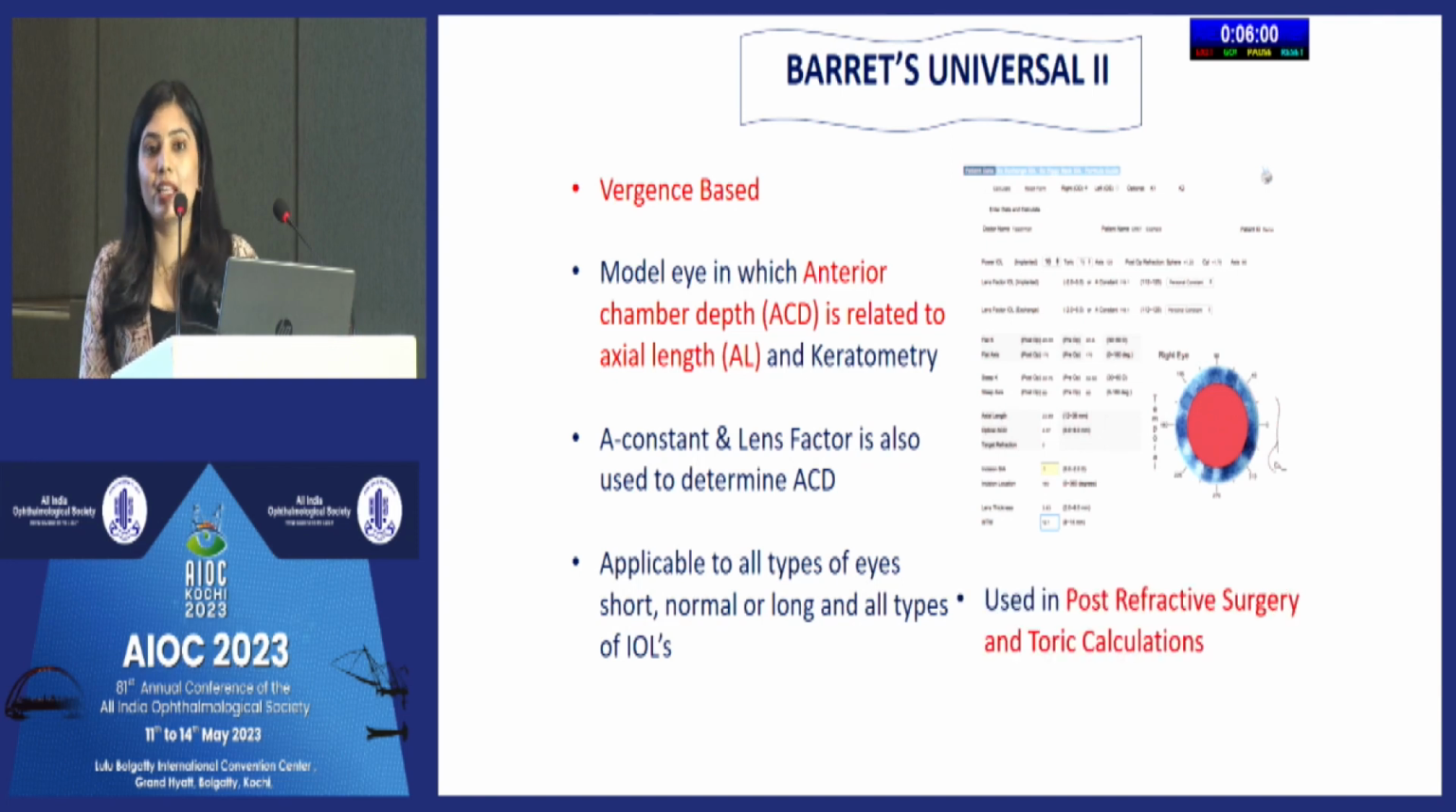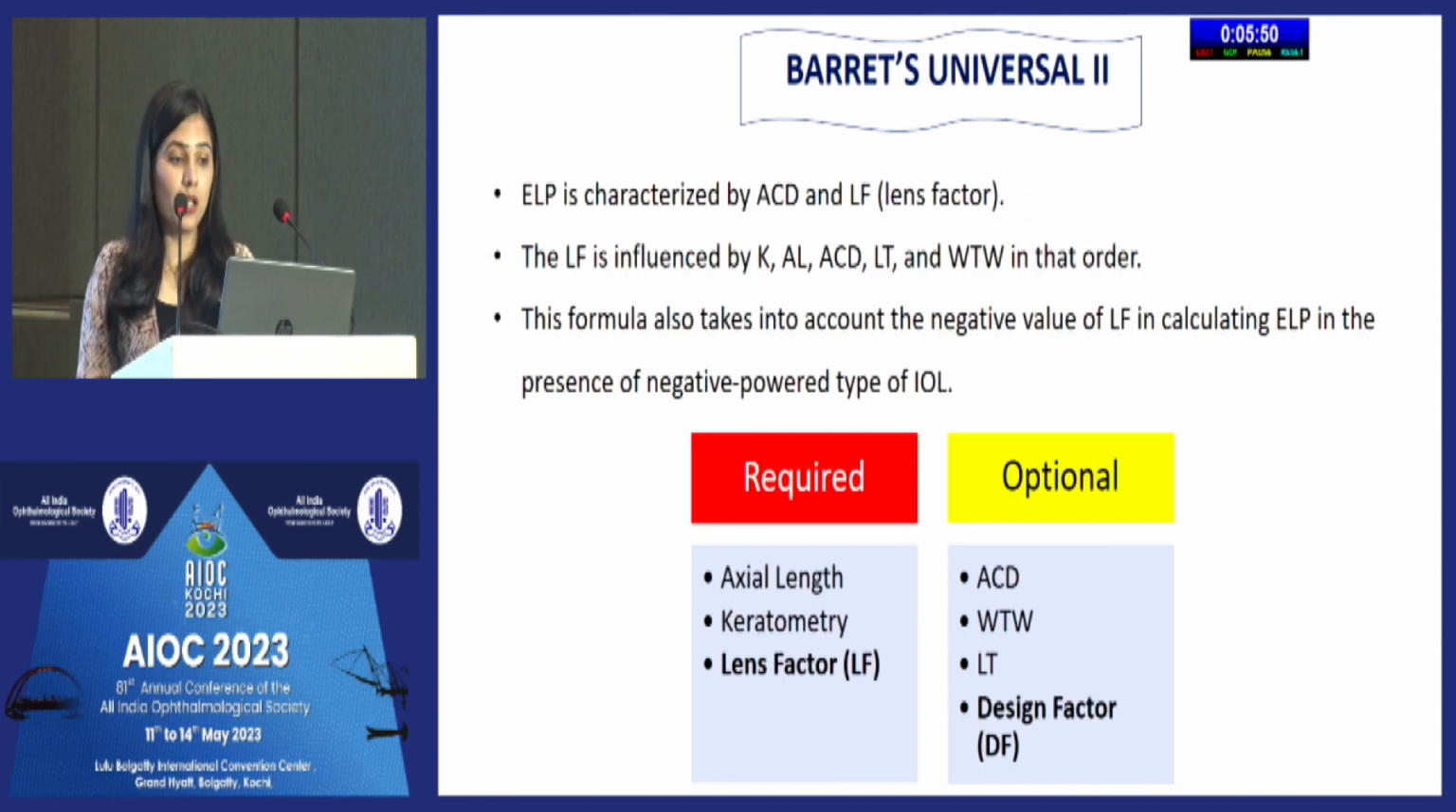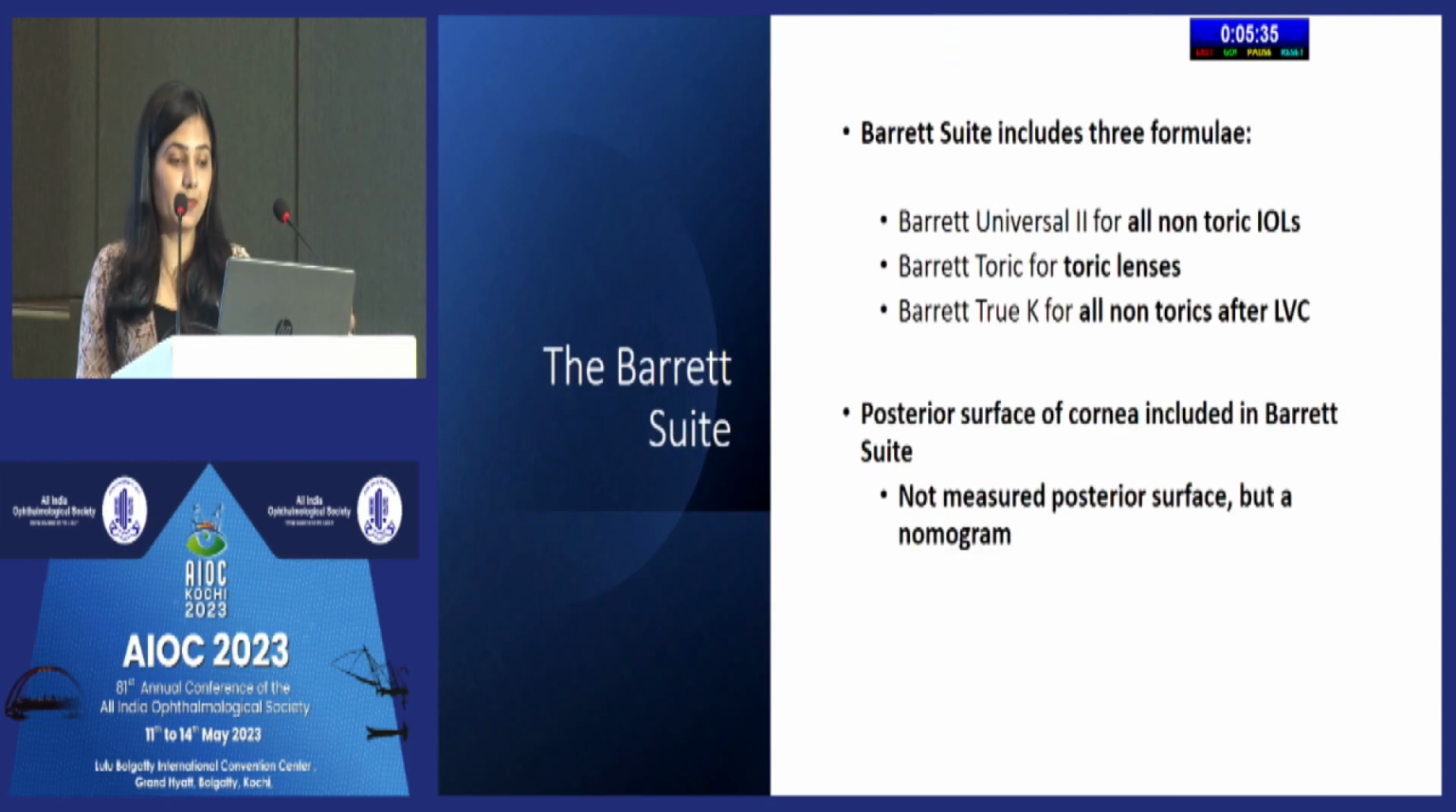And it is also available online, so it is easily accessible for most surgeons on the APACRS and ASCRS websites. It can also be used for post-refractive surgery and toric calculation. The parameters required for calculation of Barrett's Universal 2 are axial length, keratometry, and lens factor. These are the must-have data. The optional parameters are anterior chamber depth, white-to-white, lens thickness, and design factor.